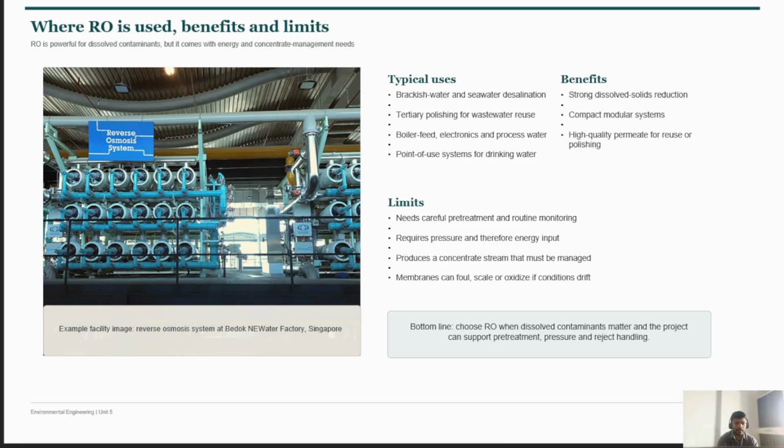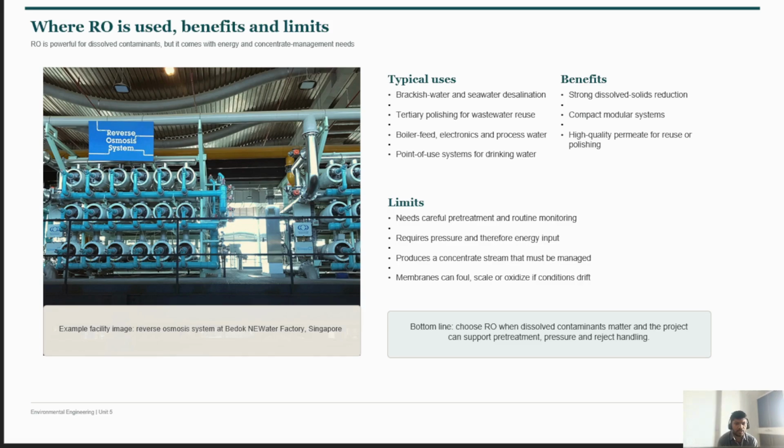As I gave the example, in our home we have a water purifier, a small water purifier. In that, the RO filter is installed. What are the benefits? The reduction of dissolved solids is taking place, that is the dissolved contamination present in the water will be reduced. The compact module requires less space, and gives high quality permeate for reuse or polishing, like we can get a much higher quality of effluent from the RO membrane.